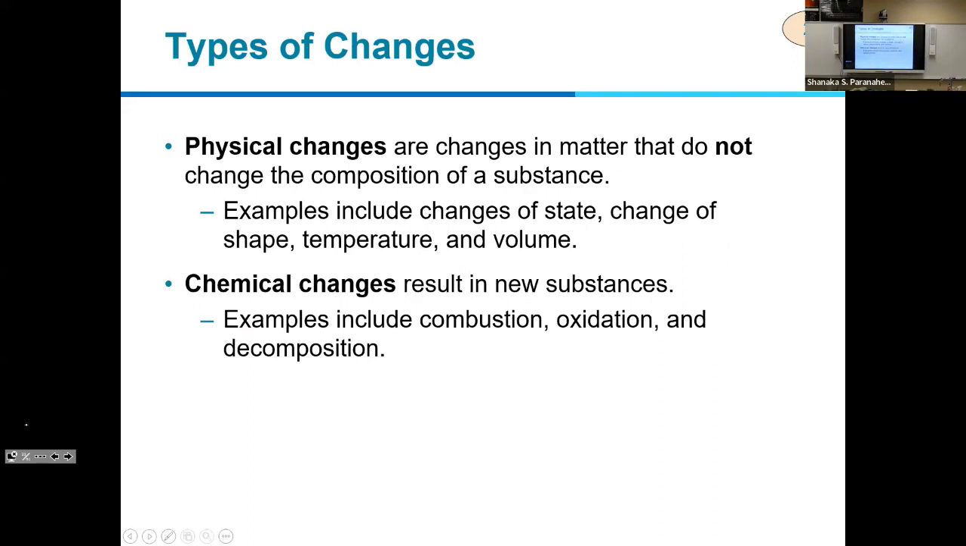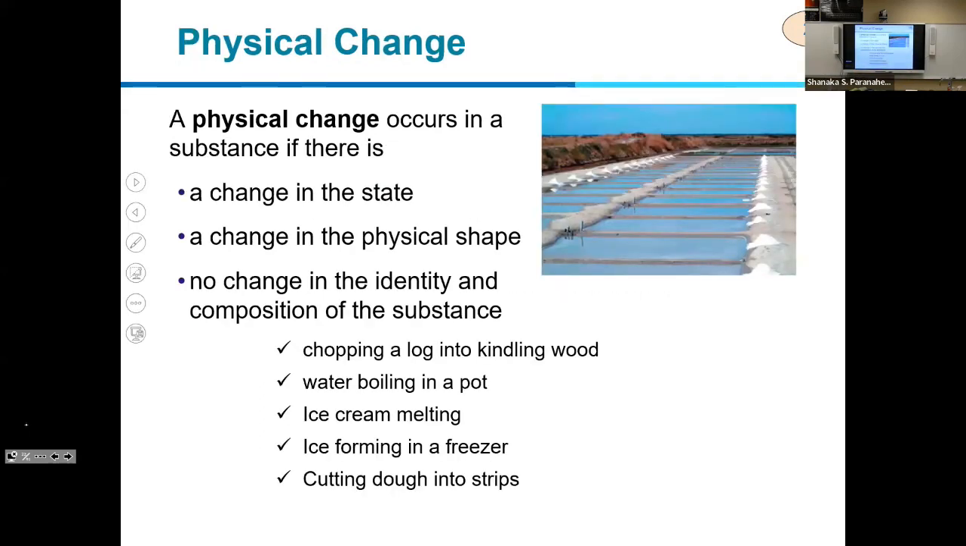Now we are going to talk about physical changes and chemical changes. We talked about physical properties and chemical properties, so now we are going to talk about physical changes and chemical changes. How do we identify physical changes? If it is a physical change, there are a few indications that we can look for. Those are change of state, change of shape, or changing temperature and volume. Changing temperature or volume is also a physical change.